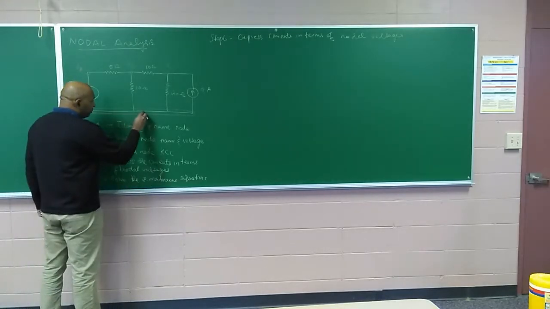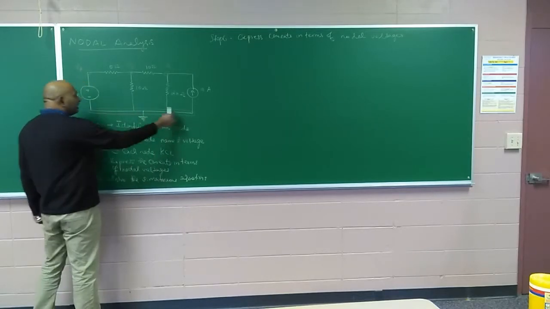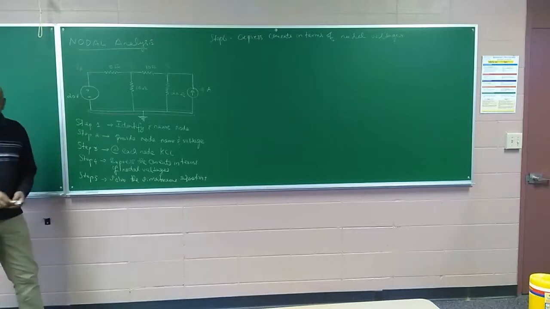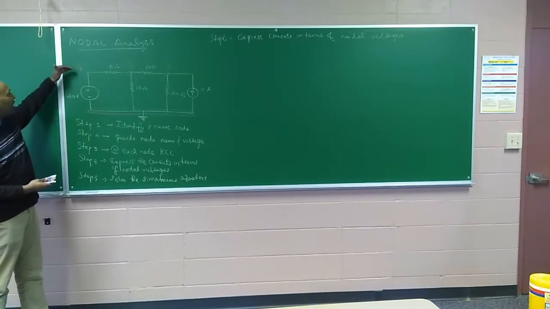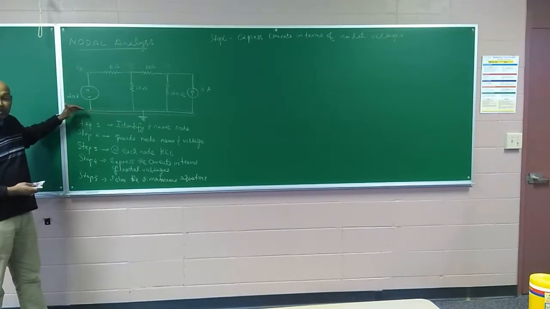And so therefore we're going to call this ground, and I'm going to put this symbol right there. This becomes the reference node, or in other words, all the other voltages are expressed with respect to this node, or the ground node, or the reference node. Okay?